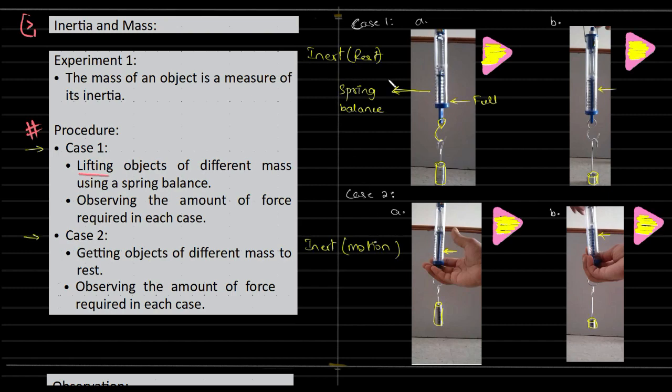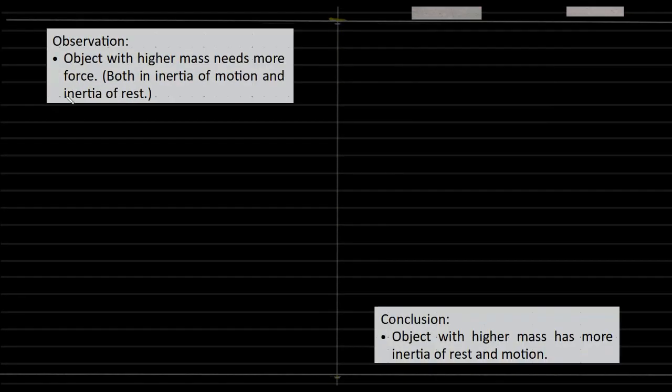We're looking at inertia. Here it's inertia of rest and here it's inertia of motion. How inert this is, how lazy this is. The heavier object is laziest. The lighter one is not so lazy. And when it comes to motion, the heavier object needs more force on it to be stopped, while the lighter one does not need. So what can we conclude with all of this? We can conclude that an object with higher mass has more inertia of rest and motion.